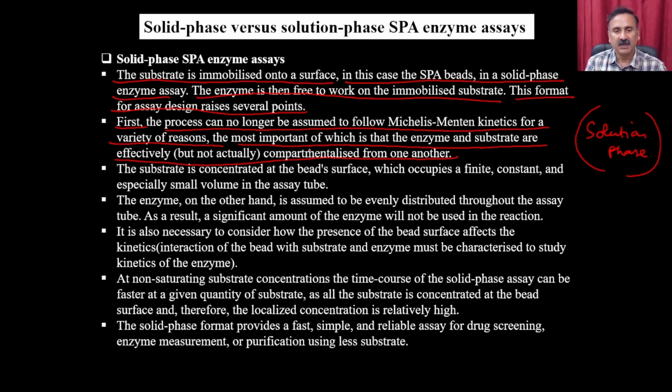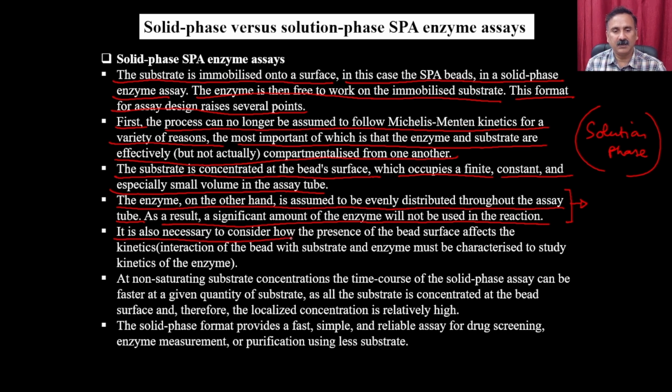Okay, so there are many issues when you are going to do the solid phase SPA assays, because it is not giving the free movement of the substrate, and that's how they will not be able to follow the Michaelis-Menten kinetics. The substrate is concentrated at the bead surface, which occupies a finite, constant, and especially small volume in an assay tube. The enzyme, on the other hand, is assumed to be evenly distributed throughout the assay tube. As a result, a significant amount of enzyme will not be able to be used in the reactions, right? This means it is not going to give you the real picture of measuring the enzyme activity.